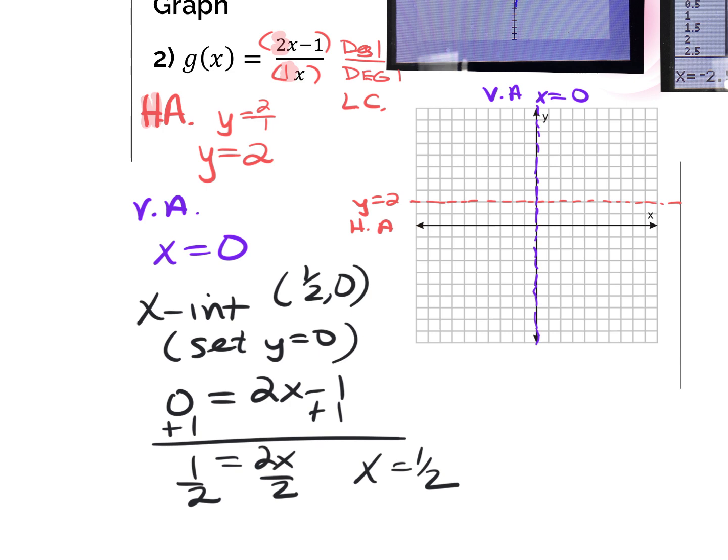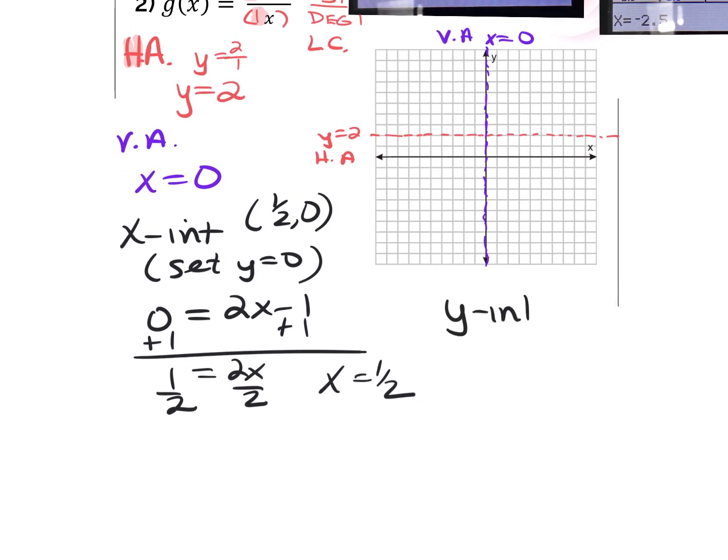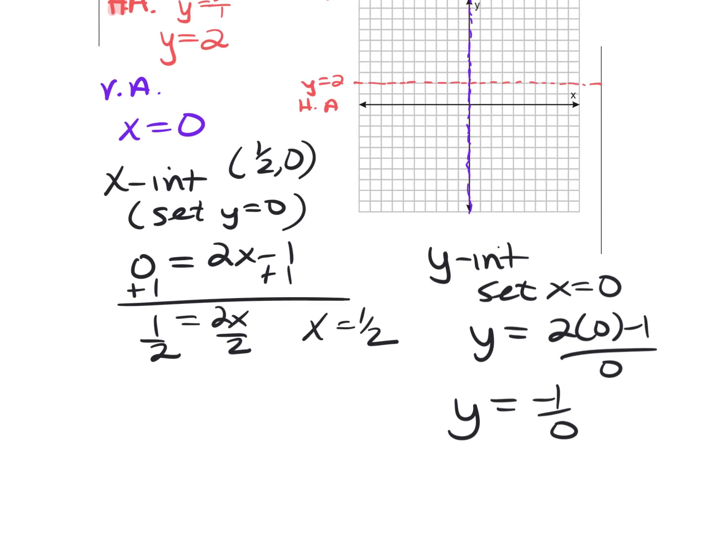Now let's go ahead and find the y-intercept. And this is where we're going to set x equal to 0. So y equals (2 times 0 minus 1) over 0. Negative 1 over 0. Remember, whenever there is a 0 in the denominator, this is undefined. So whenever you end up with a 0 in the denominator, there is no y-intercept because it's undefined.